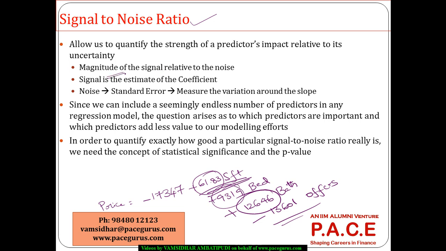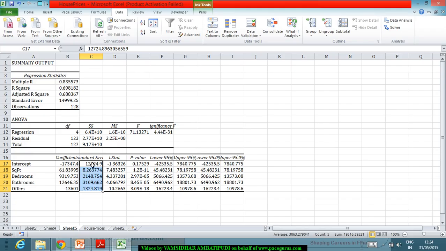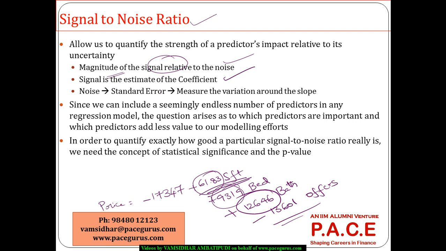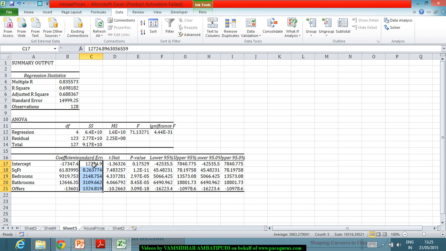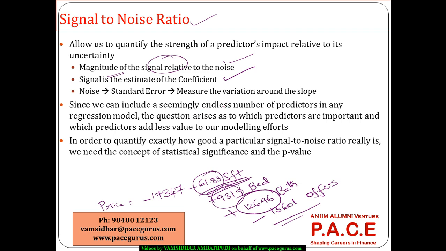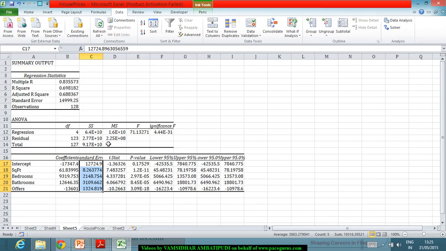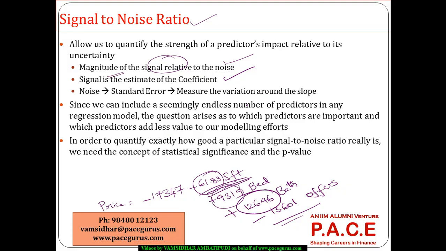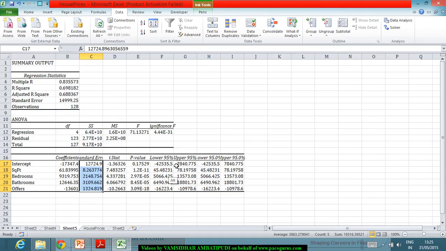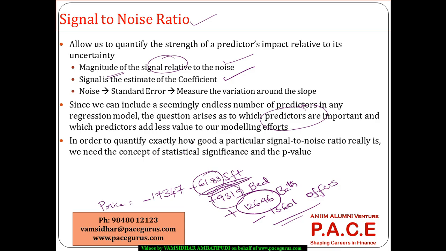So magnitude wise, I am looking at the magnitude of the signal relative to the noise. This is the noise part, this is the signal part. The signal is the coefficient estimate that came out. Noise is actually the standard error, which talks about the variation around the slope. So now that I can use any number of predictors in a regression model, I want to know which of them are important, which of them can be ignored, which of them can be omitted.